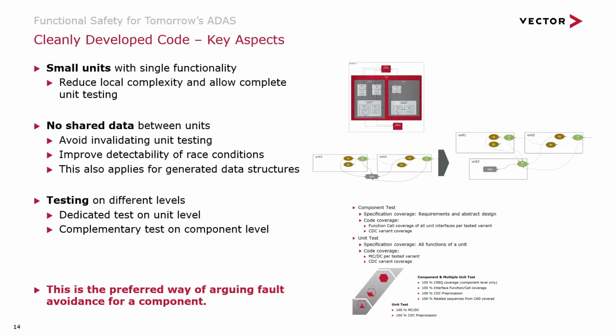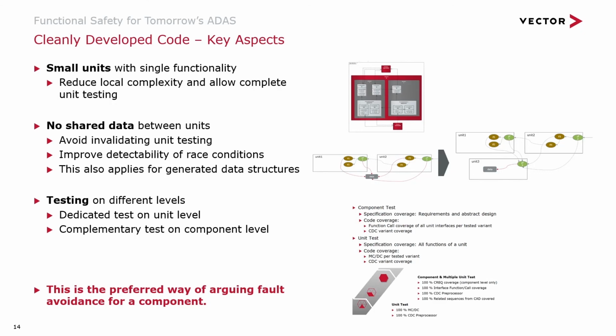So I've already spoken about cleanly developed code. This means smaller units, low complexity of that code, no sharing of data between those units, so those units only operate on data of their own, and really robust testing at the unit level and at the component level. So we really develop that code at a small, low complexity level from scratch through the ISO 26262 process. This is our preferred way of arguing fault avoidance for a component.